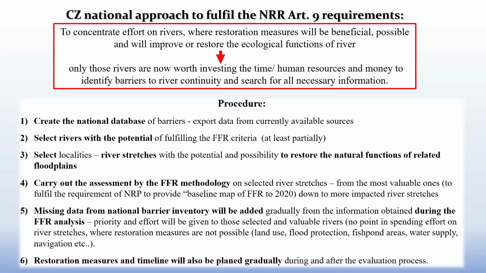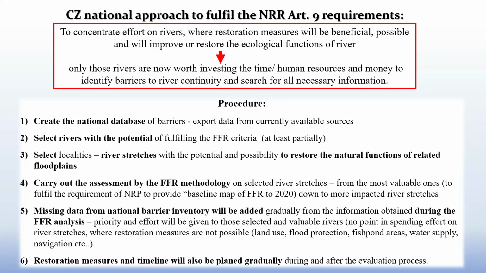Because we think it's not in our capabilities to look at every single barrier in the country, to provide every piece of information needed for those, because there are many barriers we can't simply do anything about. They will still be there. So our priority is rivers which can yet be restored, at least partially.